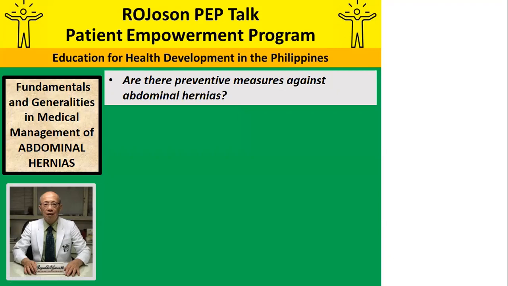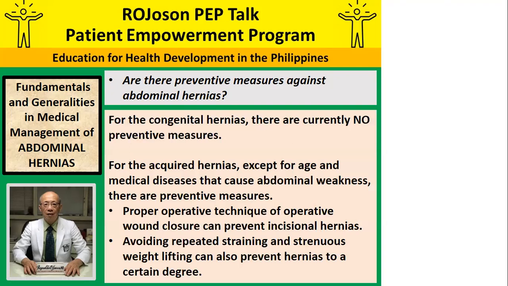Are there preventive measures against abdominal hernias? For the congenital hernias, there are currently no preventive measures. But for the acquired hernias, except for age, which we cannot control, and medical diseases like the Ehlers-Danlos that I mentioned, or the Marfans, that cause abdominal weakness, we cannot control this. For the others, there are preventive measures.